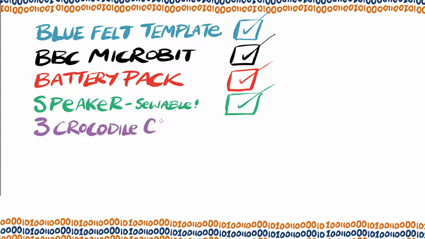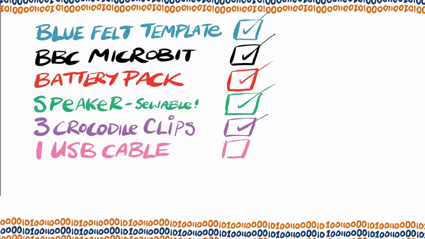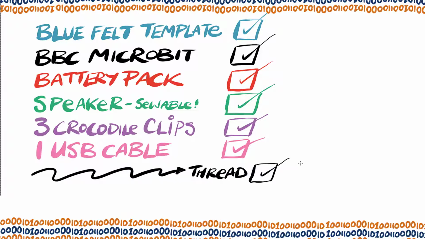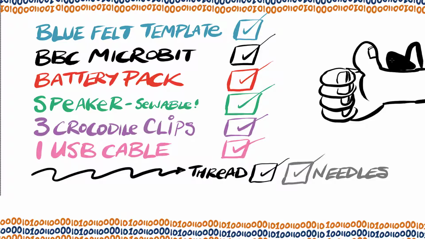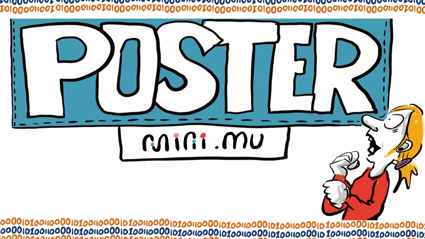Three crocodile clips for making connections, a USB cable to connect the microbit to your computer for flashing new program code to it, a reel of thread to sew the glove together with, and wait, what's inside this little brown envelope? It's a set of needles of different sizes to sew with. That'll be handy. Try not to lose them as they're quite small. Oh, and there's a lovely poster with full instructions on how to build your glove too.